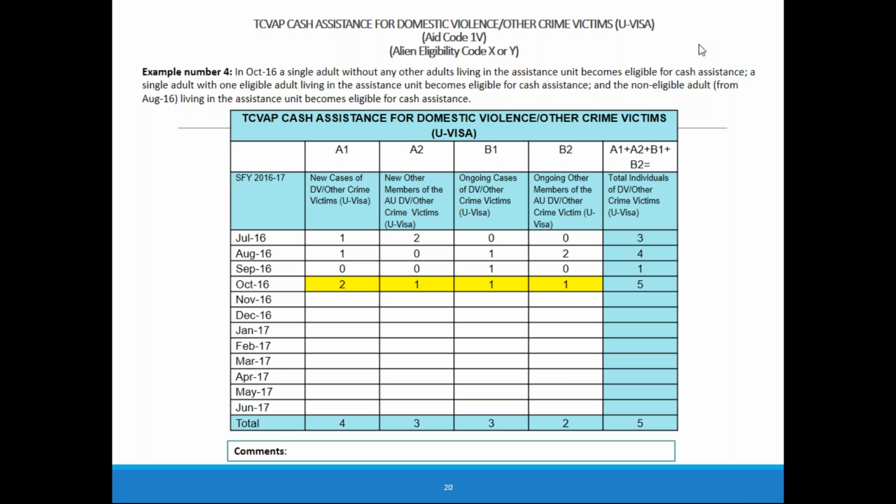Thank you. All right, we just checked in to see if we had any questions for these two categories. It doesn't look like we do. So if some questions do come up, please write those down in the questions tab with the slide number, and we'll get to those at the end of the presentation. We're now going to be moving on to the CalWORKs categories.